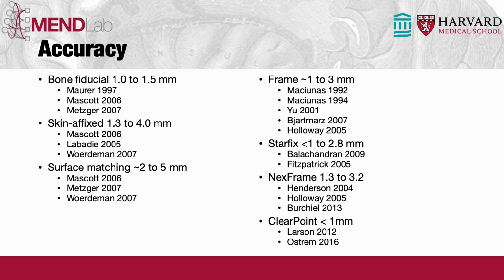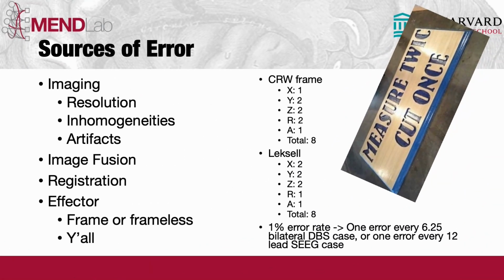Things like the STarFix are about 1 to 2, about the same as the frame, same with the next frame. ClearPoint, the intraoperative MRI one, is probably one of the most accurate, less than 1 millimeter, because it is being constantly imaged and compared to the MRI or the target directly within MRI space. So again, more sources of error, which are things we dread in stereotactic surgery.